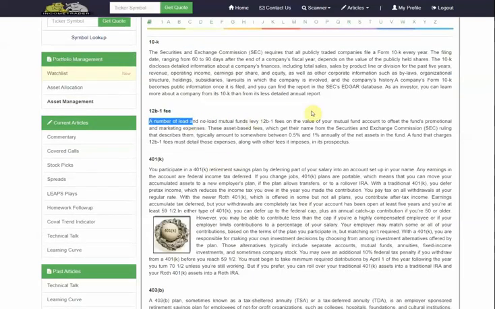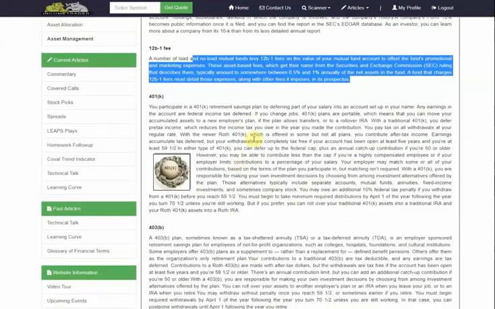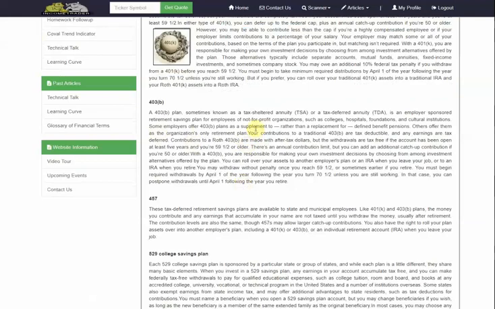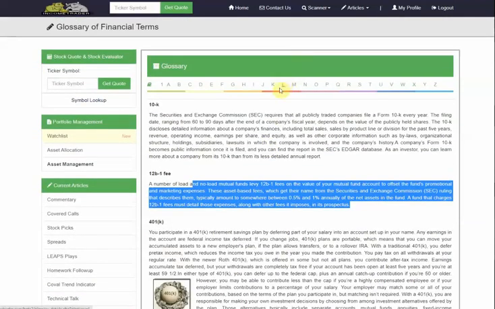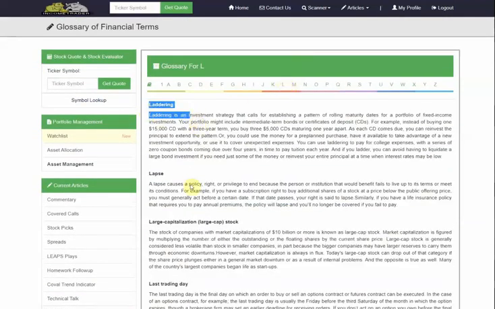What is that? Well, here's what a 12b-1 fee is. What is a 401k and how does it work? What's a 403(b)? Or say, let's click under the L's over here at the very top. What is laddering? What's a lapse?